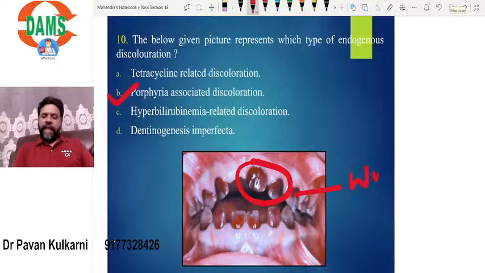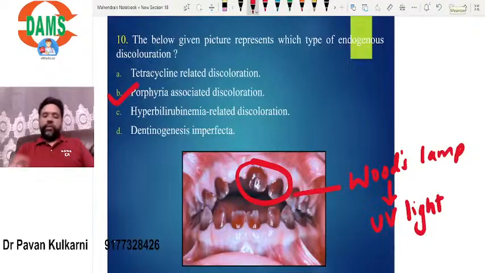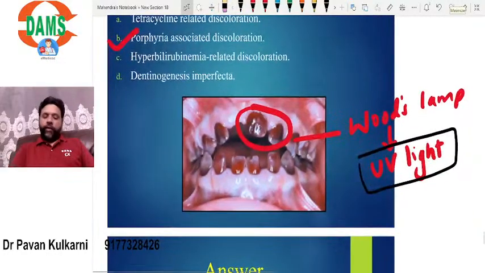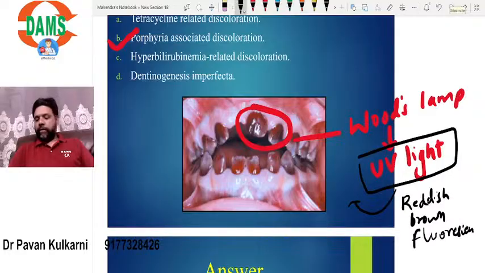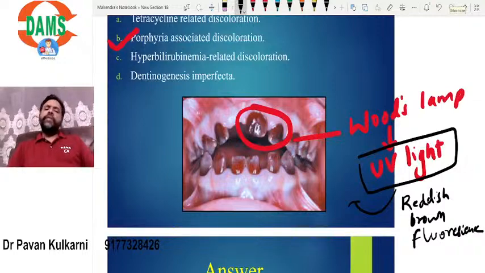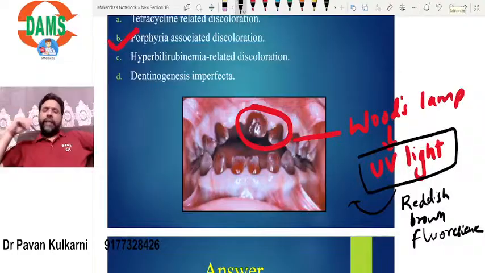And if you use Wood's lamp, what is Wood's lamp? This is a source of UV light. With this Wood's lamp, the tooth will show reddish brown fluorescence. So in porphyria you will see reddish brown discoloration of the teeth, and if you apply Wood's lamp UV light on that, you will see the reddish brown fluorescence.